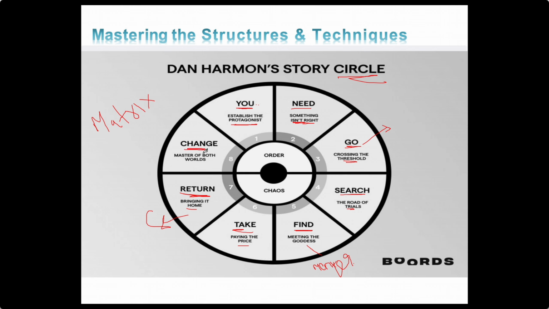Change. Master of both worlds. The hero returns transformed, now in control of their new abilities and understanding. Example: Neo fully embraces his power, stopping bullets and defeating Agent Smith.